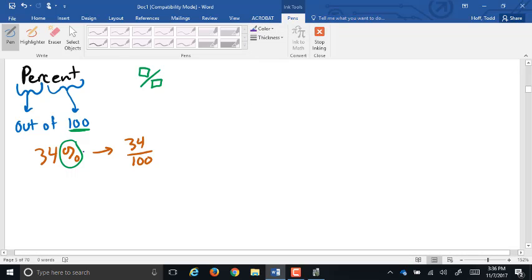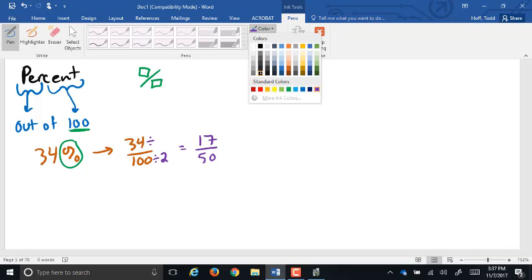Now, because of this, it's actually just this simple to change a percent into a fraction. 34% is 34 out of 100. Now, of course, we wouldn't leave it like that. What would we do to reduce it? We could divide both of those by 2. So 34 divided by 2 is 17. 100 divided by 2 is 50. So we get 17 over 50.